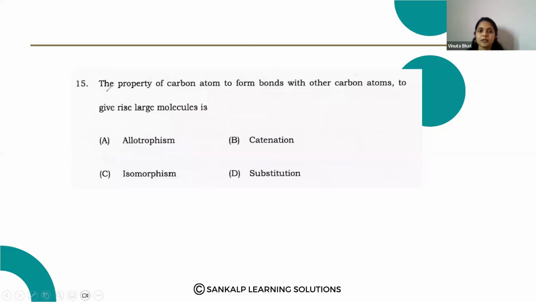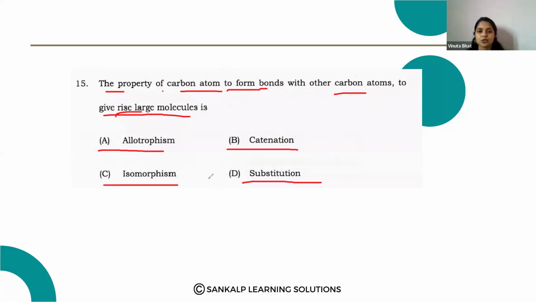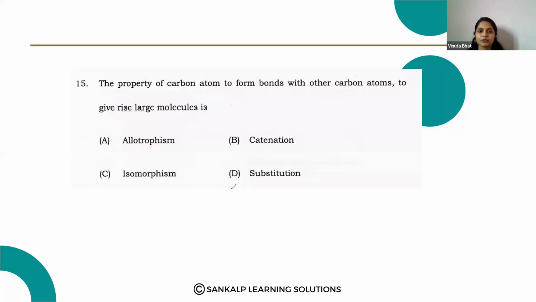Next question. The property of carbon atom to form bonds with other carbon atoms to give rise to large molecules is: option A, allotropism, option B, catenation, option C, isomorphism, option D, substitution. What is the correct answer here? The property of carbon atom to form bonds with other carbon atoms to give rise to large molecules is called catenation.